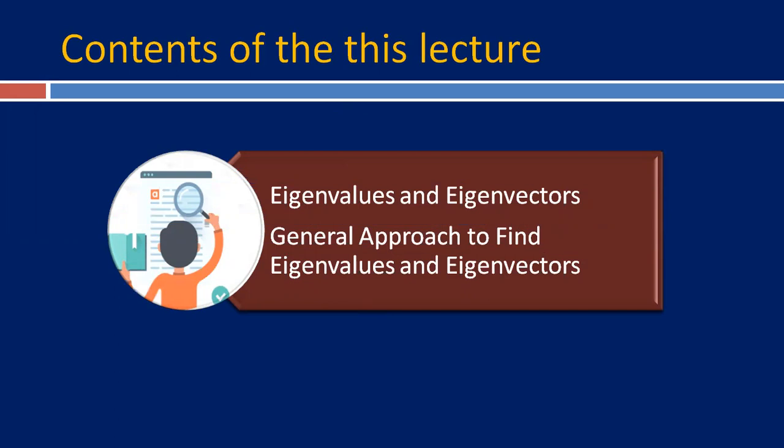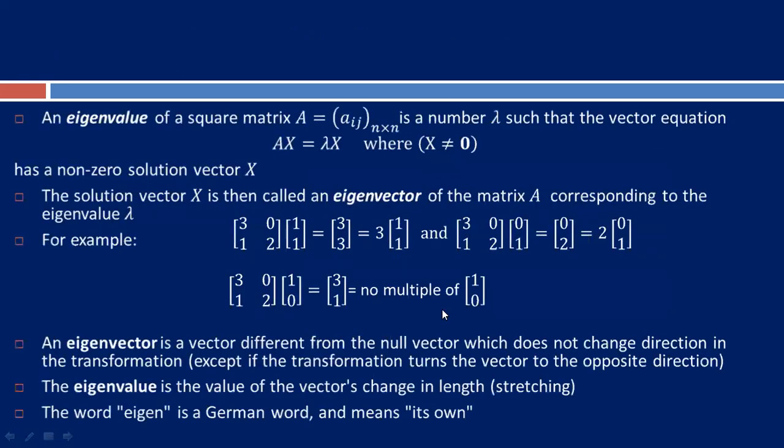Here we first define what eigenvalues and eigenvectors are. Then we use some common methods to find these eigenvalues and eigenvectors. So first of all, we see the definition of eigenvalues and eigenvectors.